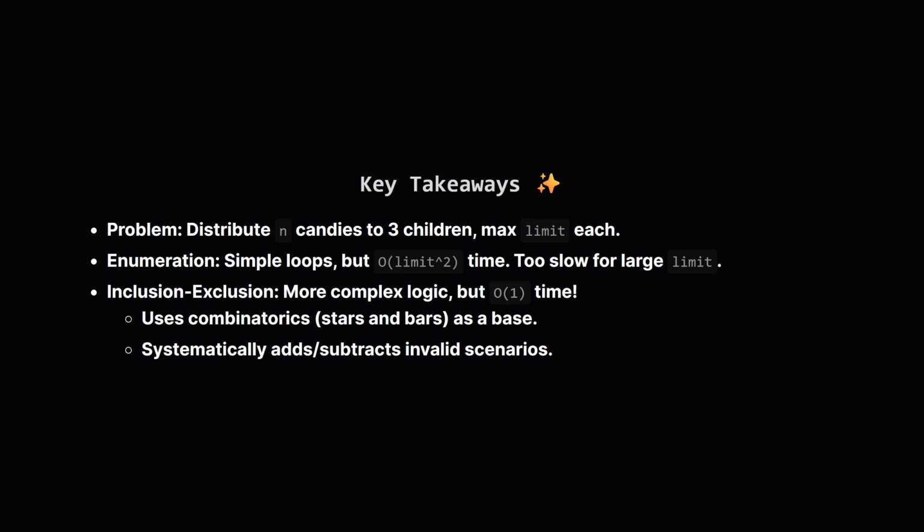So to wrap things up, we tackled the problem of distributing n candies to 3 children, with each child getting at most limit candies. The first approach, enumeration, was straightforward. Just loop through possibilities for the first 2 children and check the third. But it was too slow, with order limit squared time complexity. The second, much more efficient approach, used the principle of inclusion-exclusion. It started by counting all ways without any limit, using a stars and bars idea, then carefully subtracted cases where 1 child got too many, added back cases where 2 children got too many, and finally subtracted cases where all 3 got too many. This clever math got us to an order 1 solution, super fast.